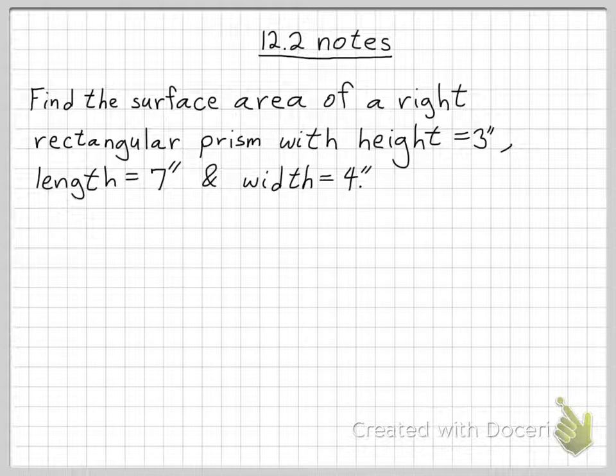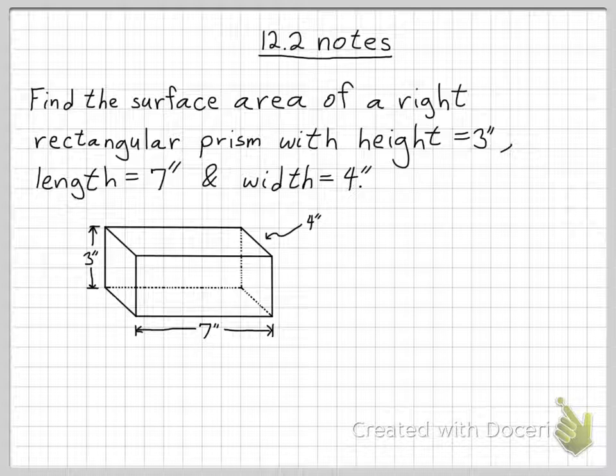Find the surface area of a right rectangular prism with height equals 3 inches, length equals 7 inches, and width equals 4 inches. Okay, and here's the picture of a right rectangular prism with dimensions 3, 4, and 7. So please write down this entire prompt, and remember, you are in total control of this presentation. If you need to fast forward it, rewind, pause it, you may do so at your convenience. You can pause it right now and copy down this prompt, but for the sake of this presentation, I will continue.